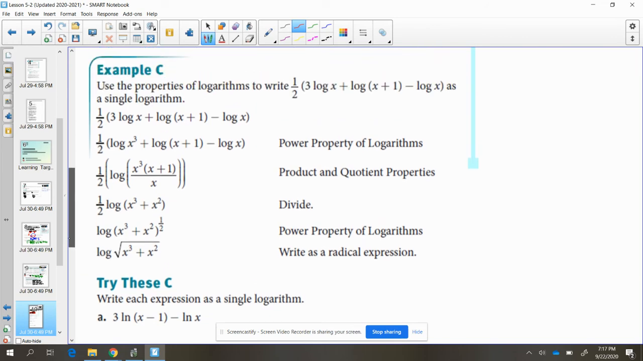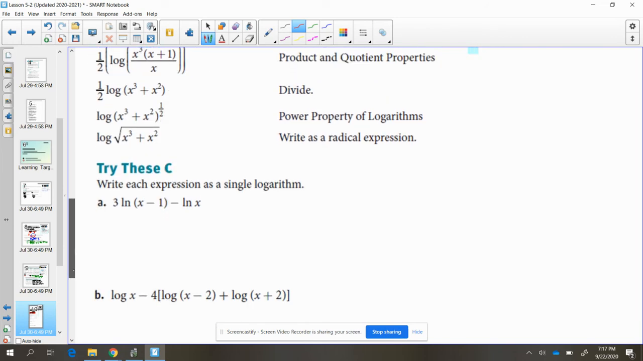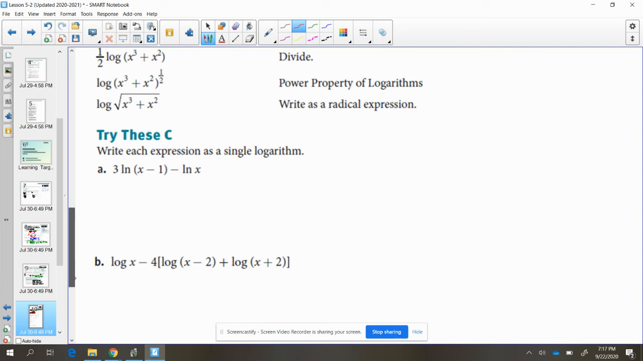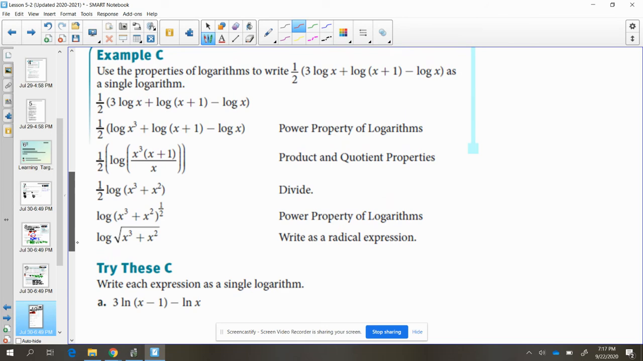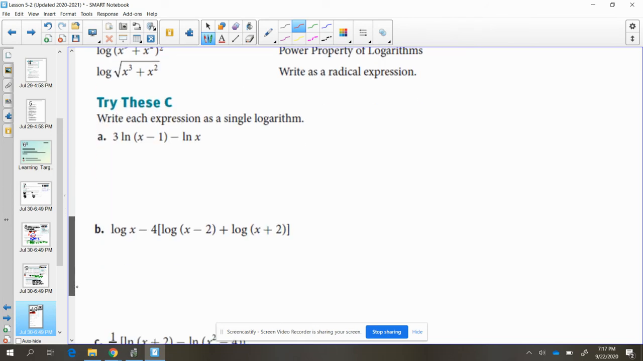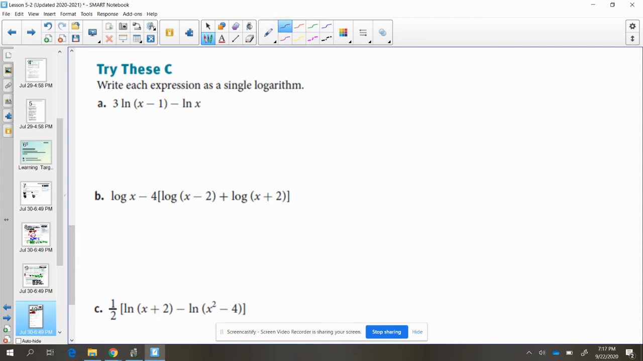Now, more important, quite honestly, than expanding is condensing, and you'll see why when we start solving equations: it'll usually allow us to cancel some things out. They give us an example here. It's a kind of a long one, so it's a good one to look through, and they walk you through step by step. But let's start looking at some of these other examples. So we have part A in the try these. The first thing you're always going to want to look for is whether there is an exponent I can move back inside. So ln of x minus 1 to the third power minus ln of x.